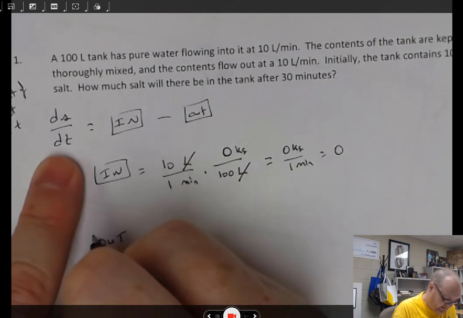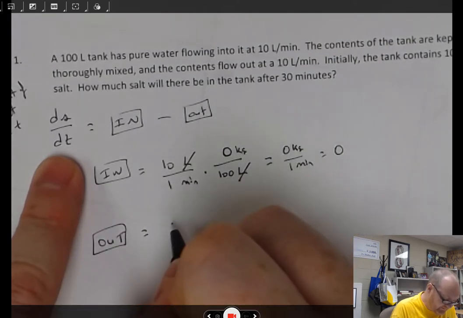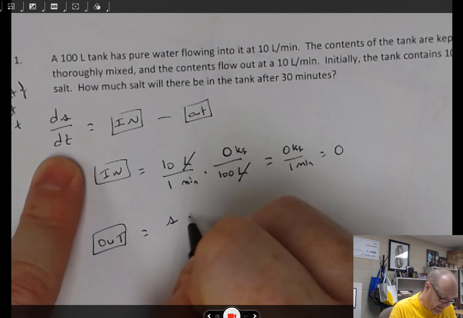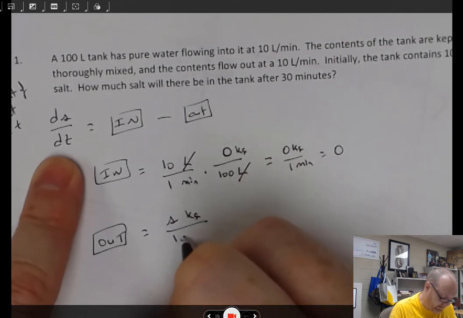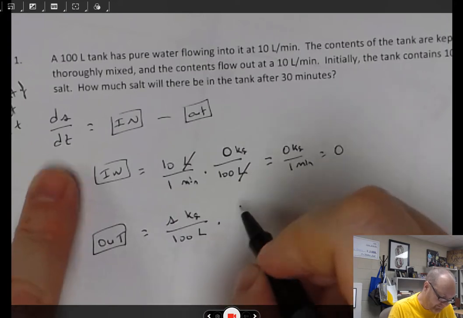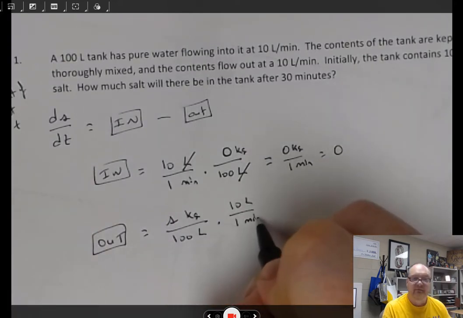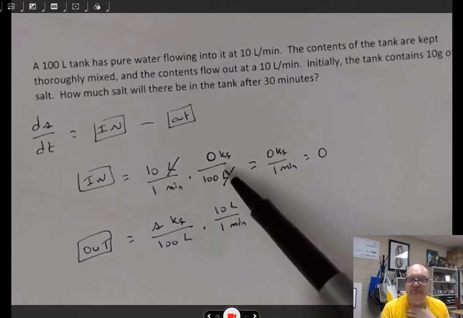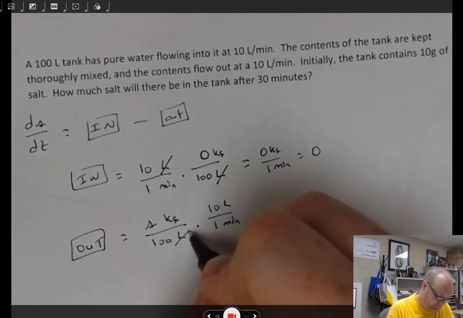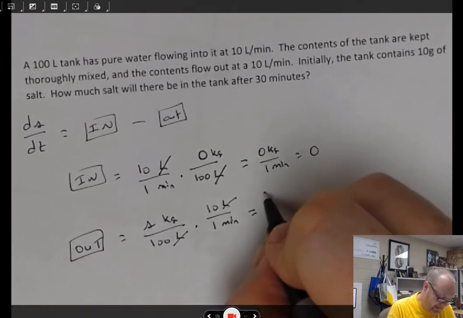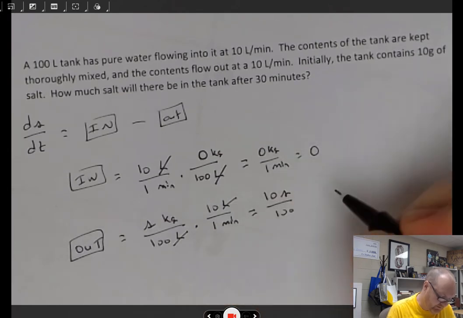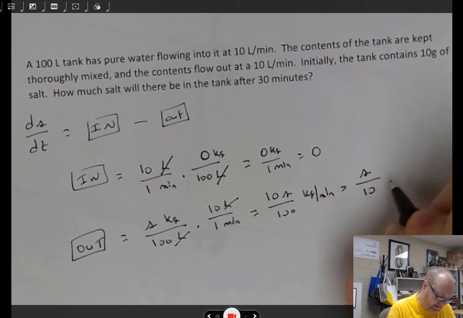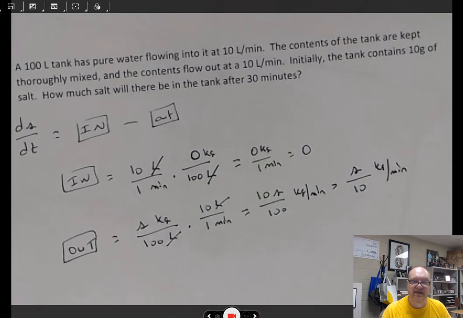The out rate: I've got some salt in the tank, I just don't know how much. S kilograms of salt are in 100 liters, and it's flowing out at the same rate, 10 liters per minute. I reverse those fractions. It's commutative, so it doesn't matter. Don't let that throw you off. So I've got 10S per 100 kilograms per minute. Or better yet, S over 10 kilograms per minute is the out rate.